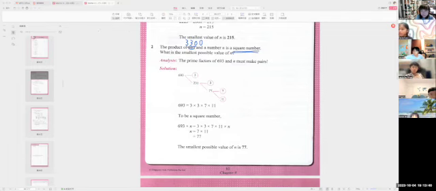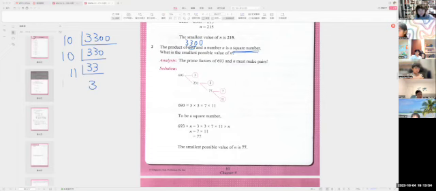Okay, so let's take a look at this one. So 3300, if you divide it by 10, you get 330, divided by 10 equals 33, and divided by 11 and 3, correct? So very easy, because we already have a 10 squared times 11 and times 3. So how do we do it? Very easy. 11 times 3 equals 33.